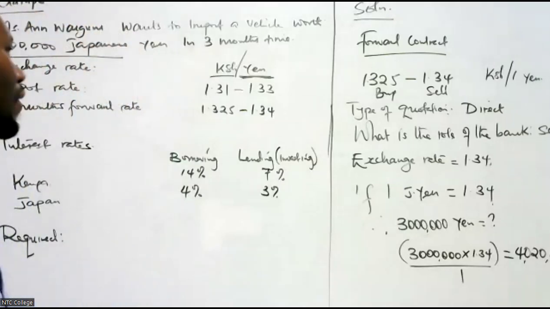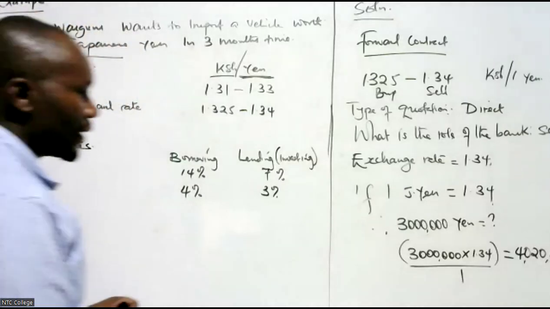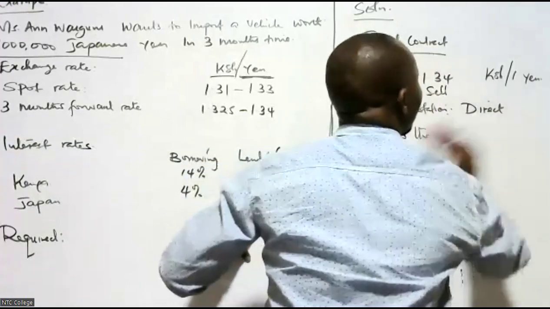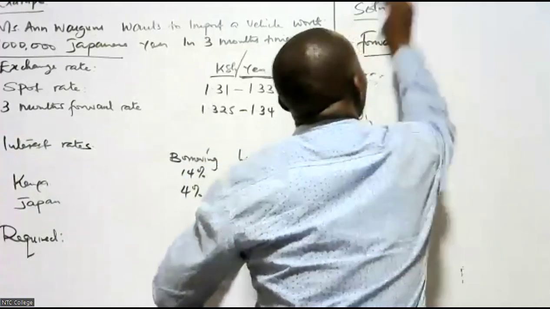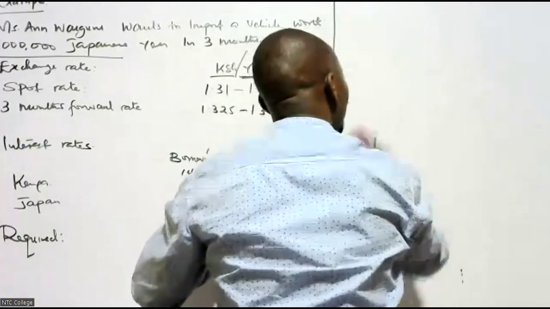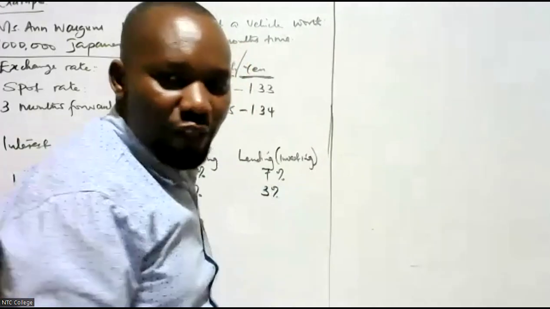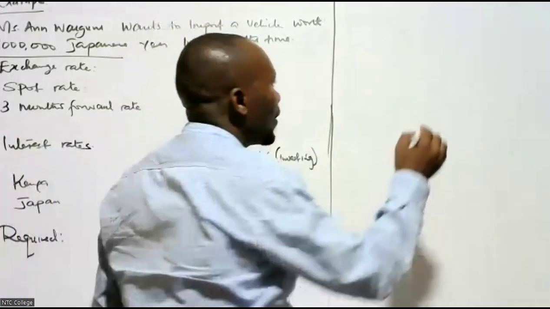Let's now look at the option for money market and see how money market works. So in money market, we know the rule. What you do for me in money market, chora kitu inakaa kama meza. You'll draw this.